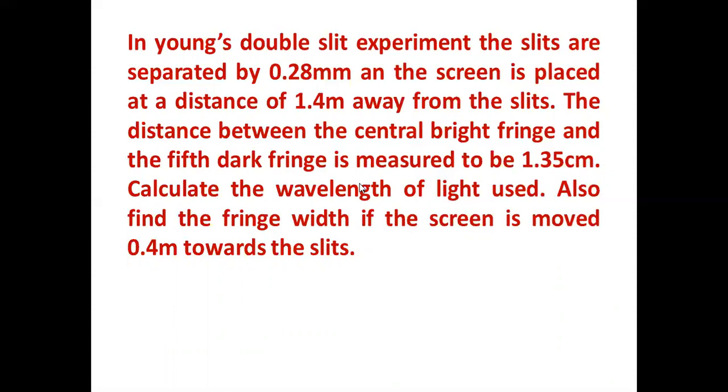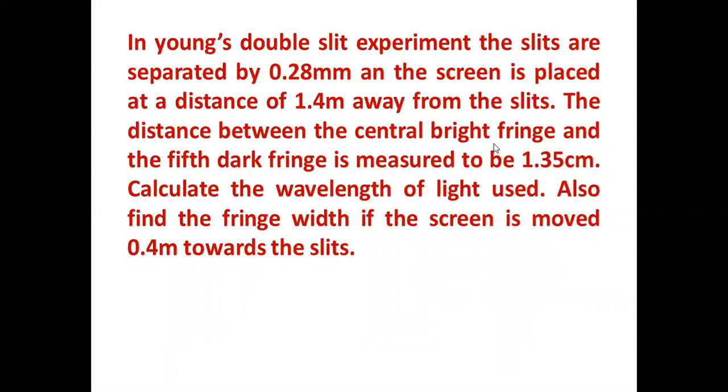In Young's double slit experiment, the slits are separated by 0.28 millimeters. So you got small d, right? Small d is 0.28 into milli. Milli means 10 to the power minus 3 meter. And a screen is placed at a distance of 1.4 meter away from the slits, capital D. The screen is placed 1.4 meter away from the slits. The distance between the central bright fringe and the fifth dark fringe, they have not given beta directly. They are trying to hide beta. The distance between 2 successive bright fringes is beta. But here the distance between the central bright fringe and the fifth dark fringe, that means 4.5 beta. Remember, (n minus half) beta, right?